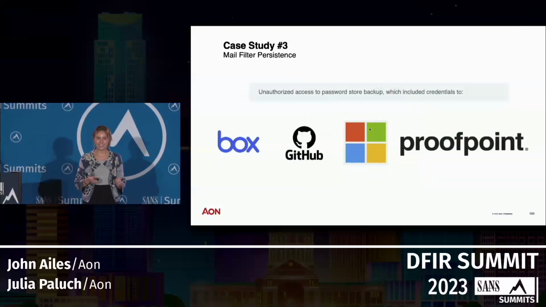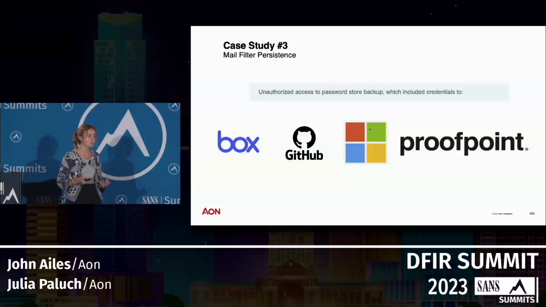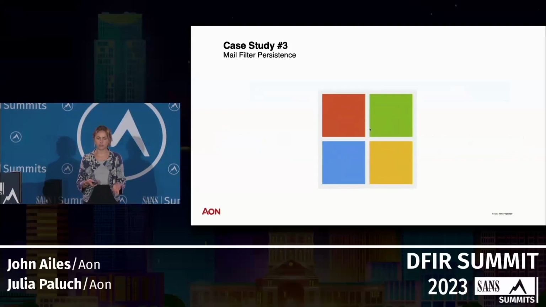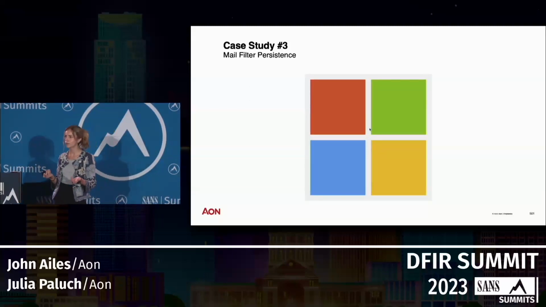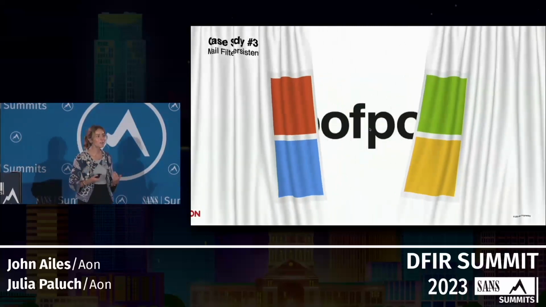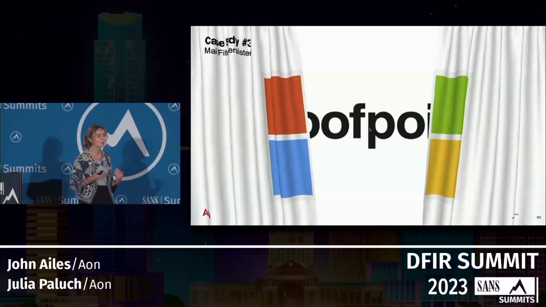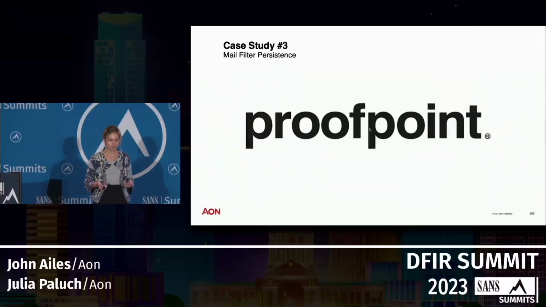We did find that there was unauthorized access to a password store backup. And unfortunately for our client, this password store backup included credentials to many services, including Box, GitHub, Microsoft 365, and Proofpoint. And so we had checked Microsoft 365 for forwarding rules, because that's the only place where you can implement forwarding rules, right? Wrong. You can also implement forwarding rules in the Proofpoint spam filter admin console.